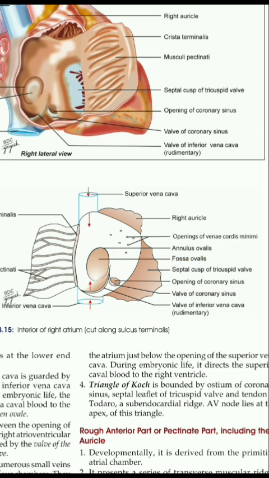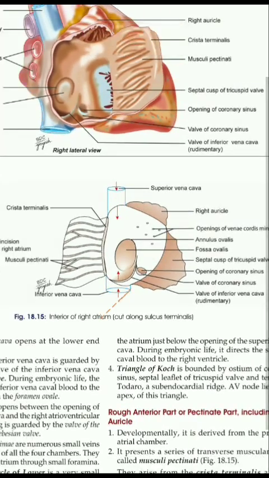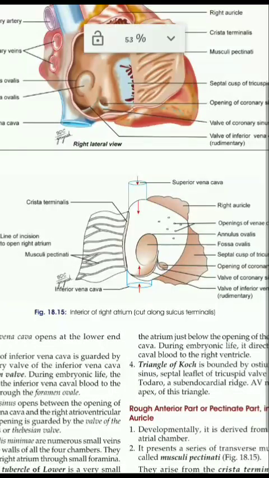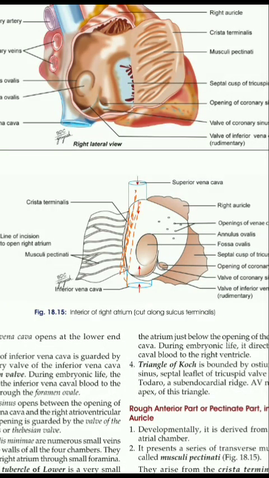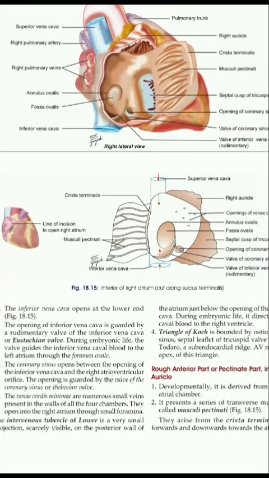Opening of the coronary sinus, bulb of the coronary sinus, bulb of the inferior vena cava, and that is our inferior vena cava. Those elevated areas are called musculi pectinati, and the terminal portion is called the crista terminalis. That's all for the interior of the right atrium cut along the sulcus terminalis.